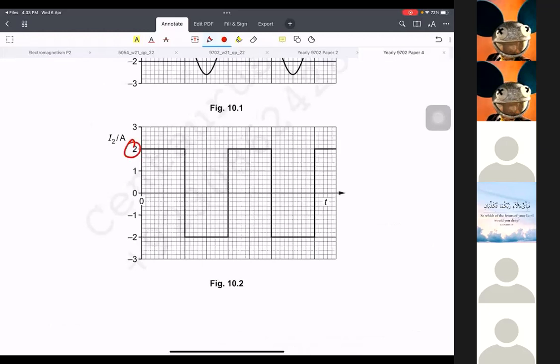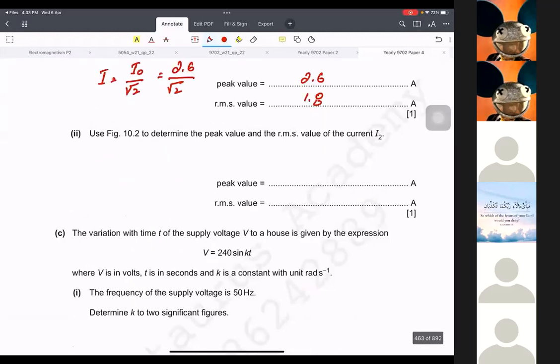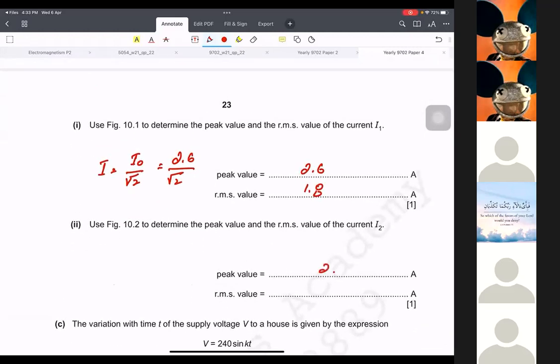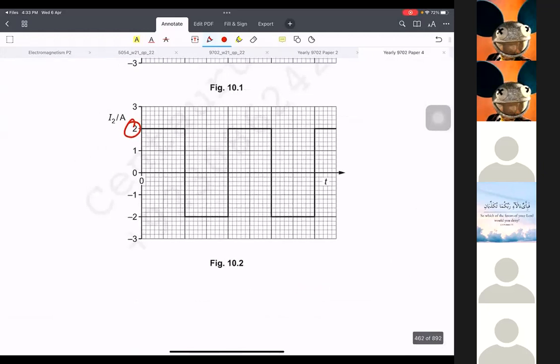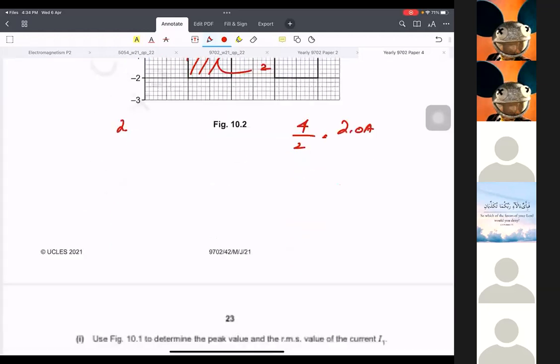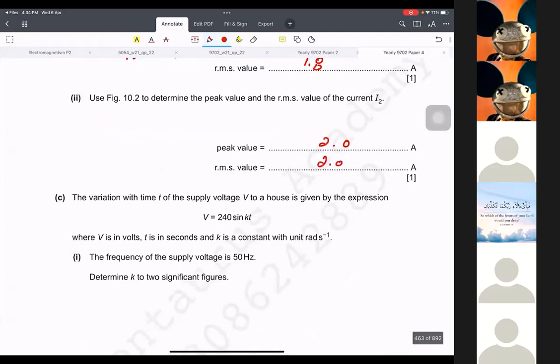First, the peak is 2, as you can see. Now, iski RMS value find karne ka tarika hai. It's not like just like this. So you see that one hole, this is one hole, right? One hole oscillation. Okay. So you find the area first. So 2 times 1 is 2, right? For this one, the area is 2. For this one, area is also 2. Is it clear? You add them together. What is that? 4. And the total time period is 2. So the answer is 2 amperes. Just like this. Samajh aayi, is it clear?